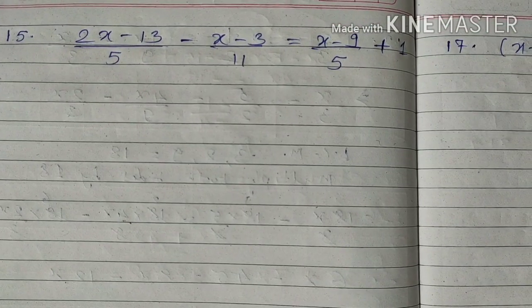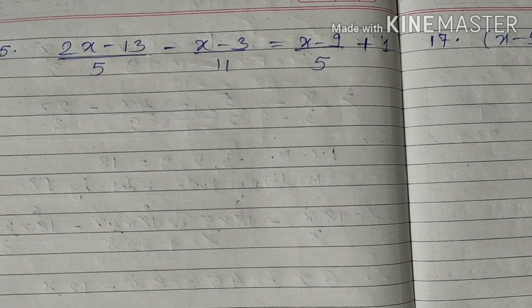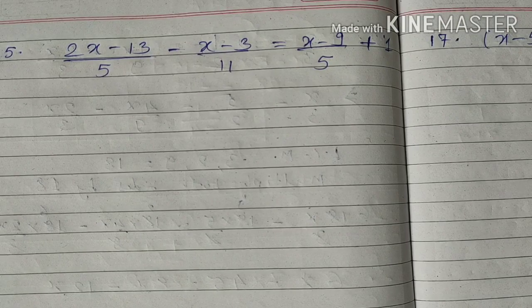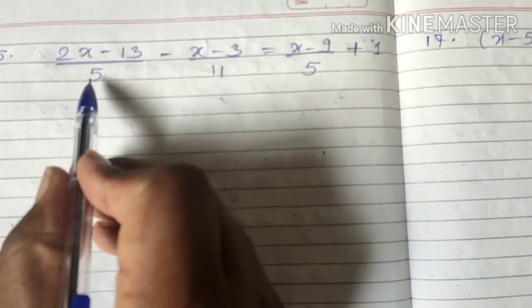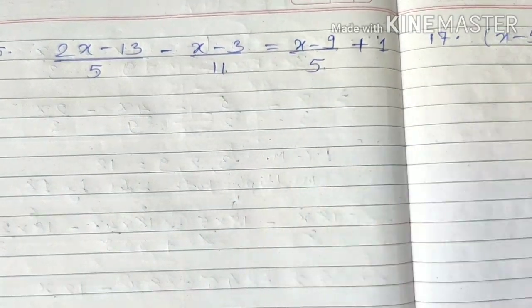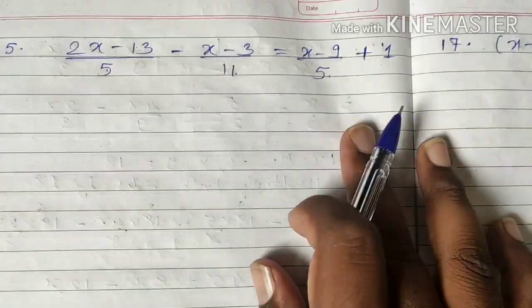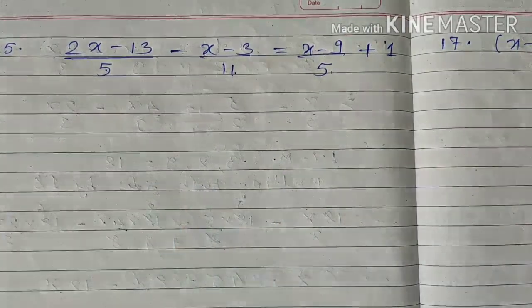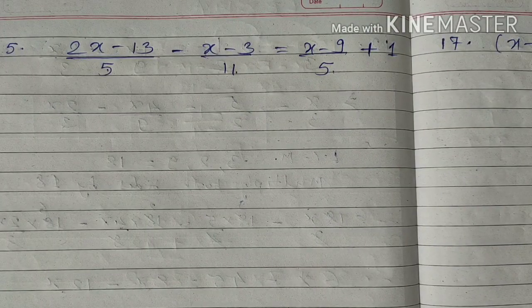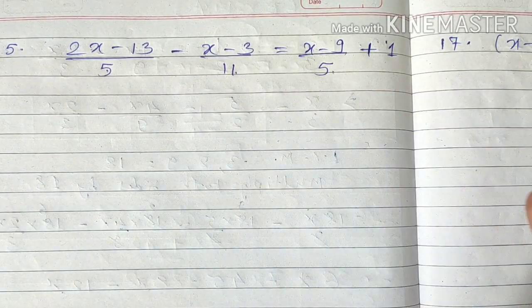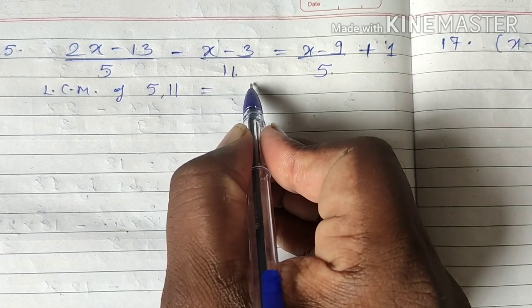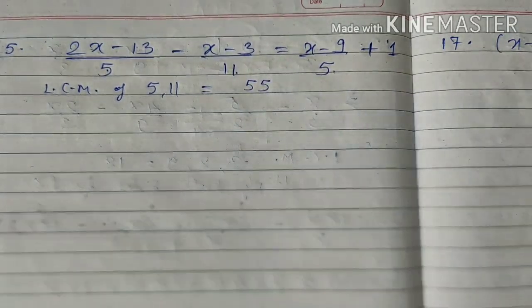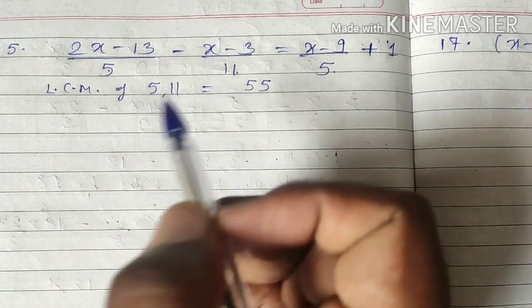Now there is the next question. Question number 15 is here. Again, the denominators are different here: 5, 11 and 5. Okay. Now, first of all, let us remove the denominator by multiplying with the LCM of the denominators. So we can say that the LCM of 5 and 11 is 55.